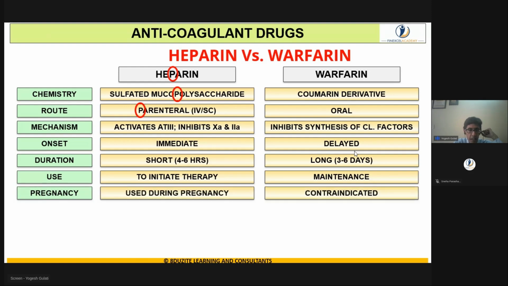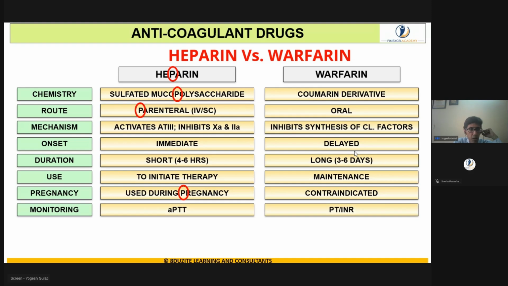Pregnancy, very important. Heparin is used during pregnancy and warfarin is contraindicated. Contraindicated means not to be given. Okay. Again, letter P. Heparin is P. Pregnancy is P. Okay.